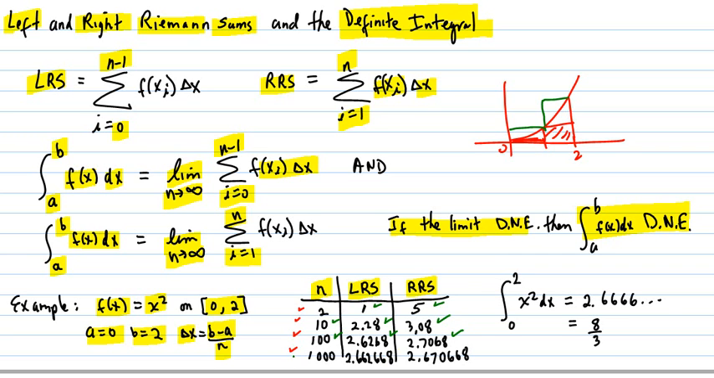And then when you take 1,000 subintervals, 1,000 rectangles, the left Riemann sum is 2.662668, and the right is 2.670668. So they're getting very close. They're a little bit less than 100th apart, but that's still not that close in the scheme of things.